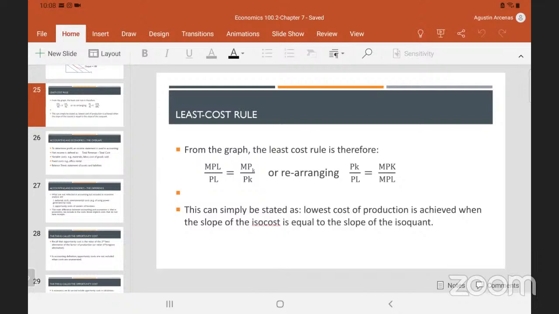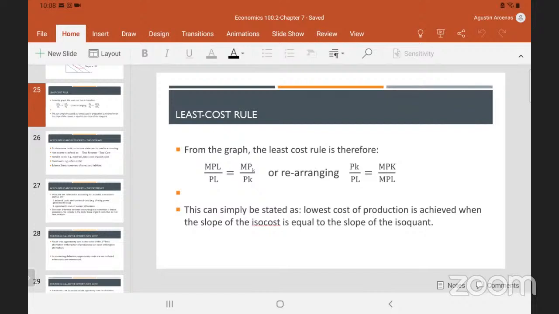Now the question is, what is the combination of, or how many laborers and how many capital should you use in order to have the least cost? Ibig sabihin yung pinaka murang production cost, no, to produce 100 units of, let's say kung t-shirt ito, t-shirt. Now, ito yung least cost rule.